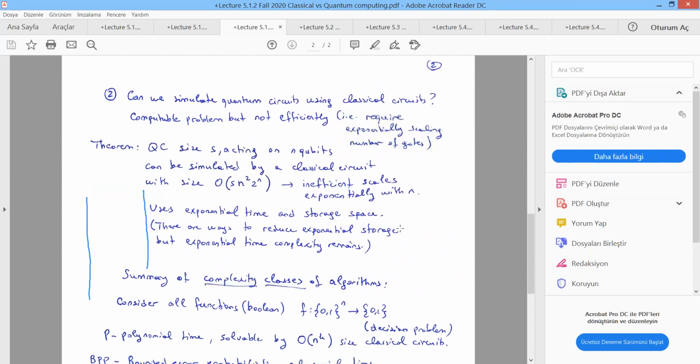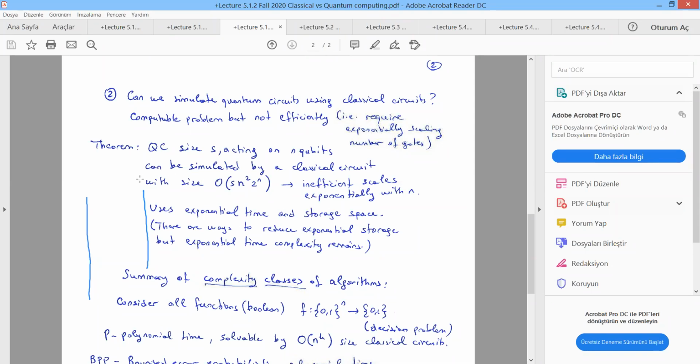Okay. The second question we need to answer is, as we said, can we simulate quantum circuits using classical circuits? We have seen that this is a computable problem, but not efficiently in general. In other words, it requires an exponentially scaling number of gates, and we have discussed the reason for that.